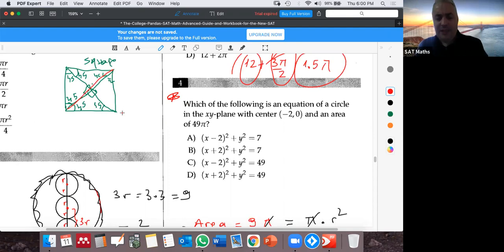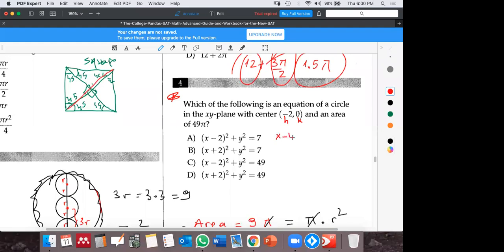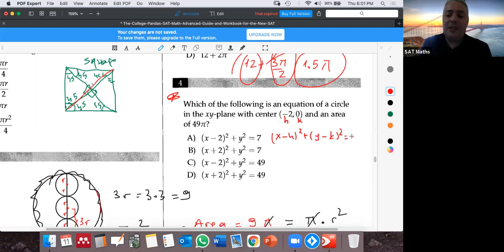Okay, first of all, what do I do? This is an equation, it's clear. This is h, this is k. So the rule was (x minus h) squared plus (y minus k) squared is equal to r squared. So I can write it (x minus -2) squared plus (y minus 0) squared is r squared. So minus and minus is plus, so (x plus 2) squared plus y squared is equal to r squared.